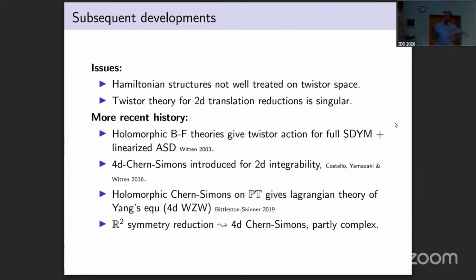And the other issue in the book was that Hamiltonian structures weren't well treated. And most people here will probably agree that Hamiltonian structures are pivotal to one's understanding of integrable systems. Certainly the concept of complete integrability comes from the Liouville picture of having infinitely many conserved quantities in involution and such like. So those issues took a long time to be resolved.